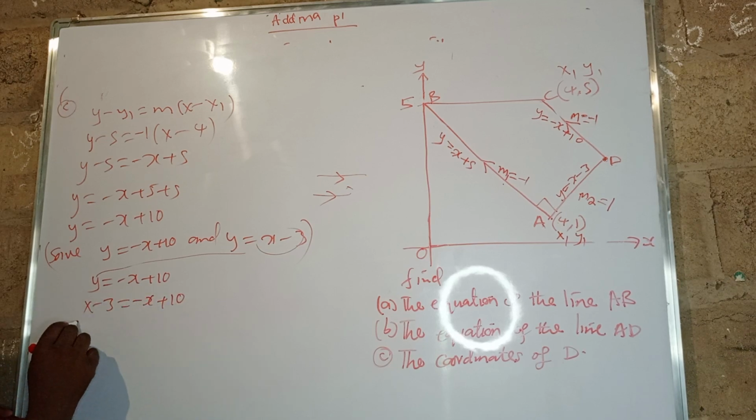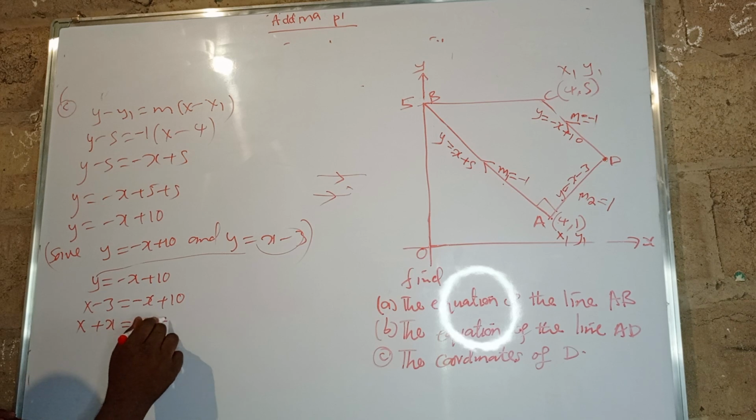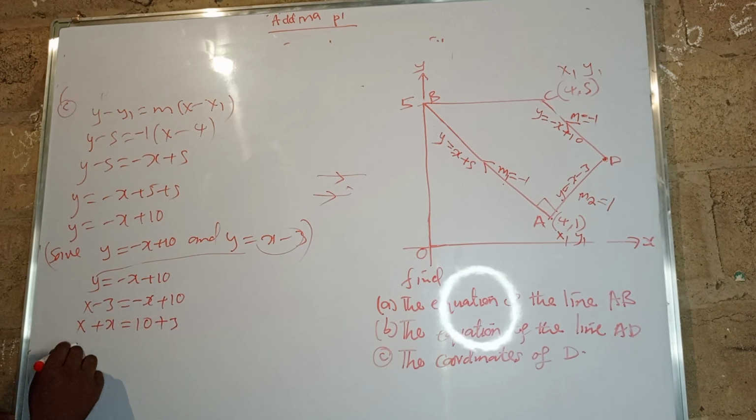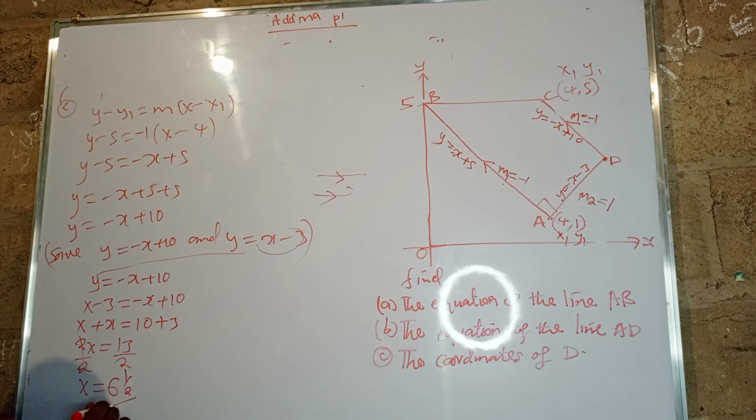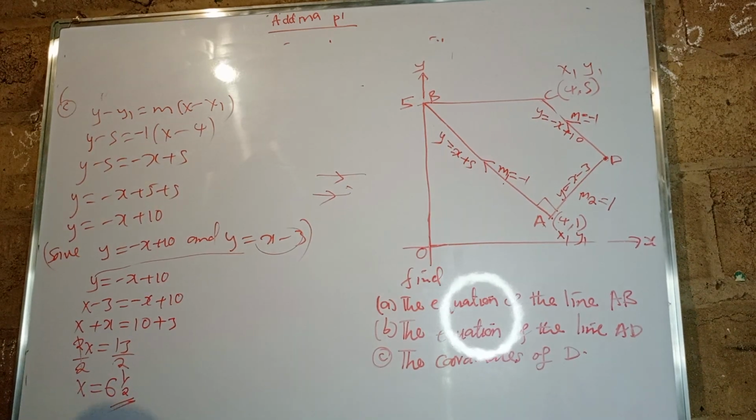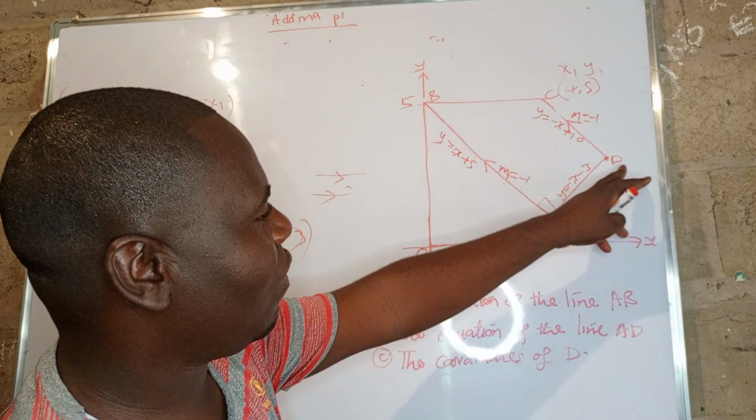So I'm looking for x. So x plus x is equal to 10 plus 3. So 2x is equal to 13. Divide both sides by 2. x is equal to 13 over 2, which is 6 remainder 1, so 6 and 1 over 2. That is the value for x.